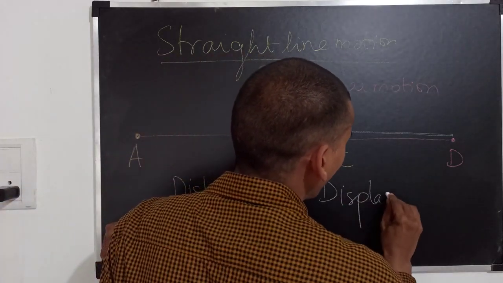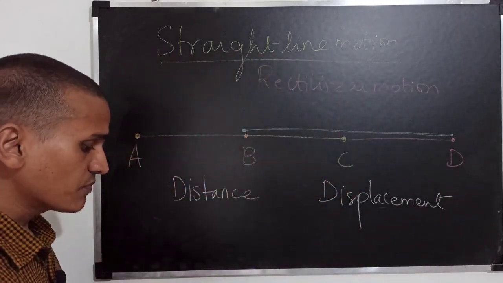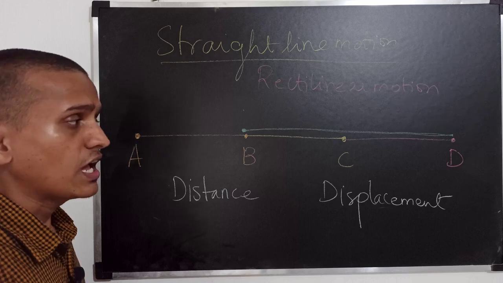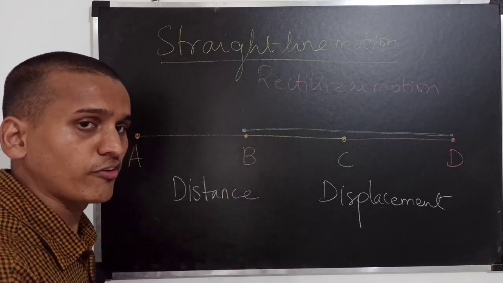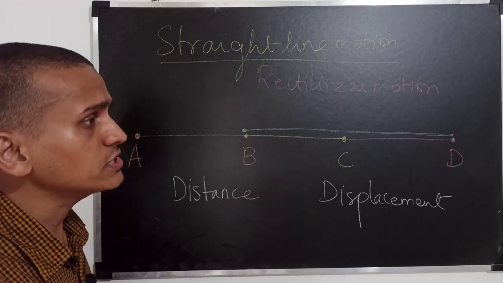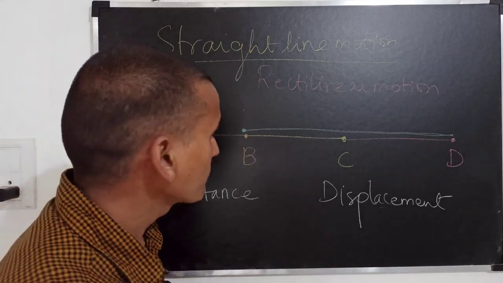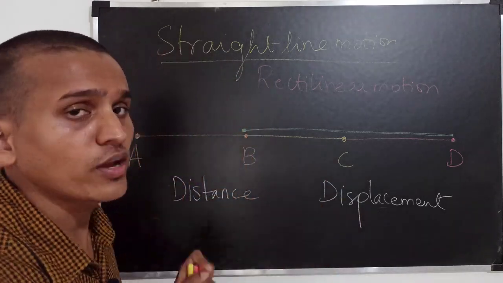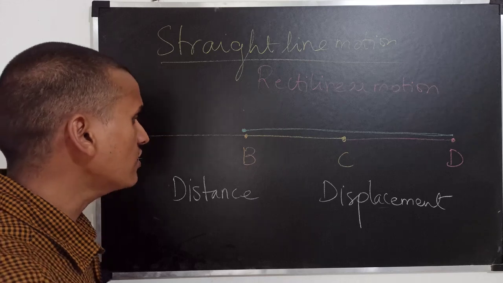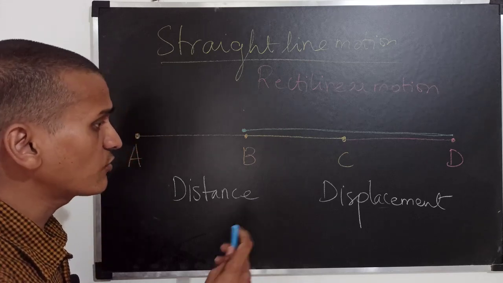Correct? Now remember, distance is the total path length of the object, that is how much the object is traveling from the starting point to the final point, irrespective of where the object is going. But displacement is the shortest distance between the initial point and the final point. Now let us see what the distance is here and what the displacement is here.